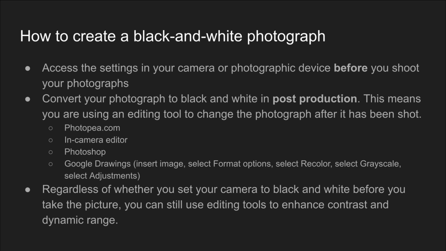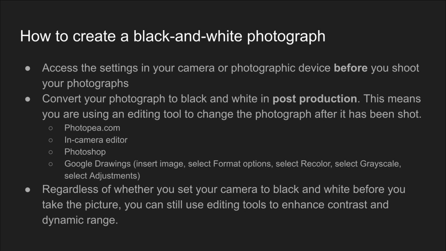Okay? How to create a black and white photograph. Access the settings in your camera or photographic device before you shoot your photographs. The other thing that you can do is convert your photograph to black and white in post-production. This means that you're using an editing tool to change the photograph after it has been shot. You can do that with Photopea. I think they want you to pronounce it Photopea.